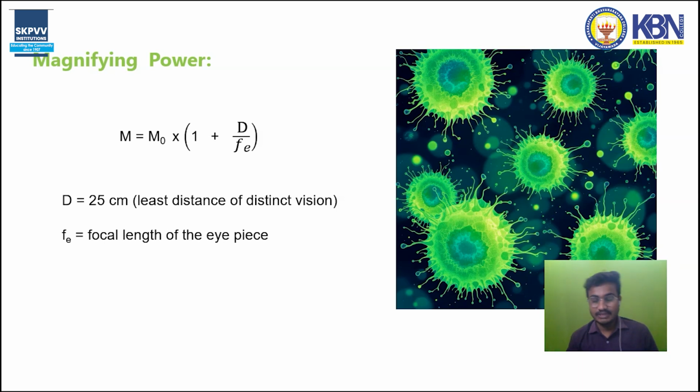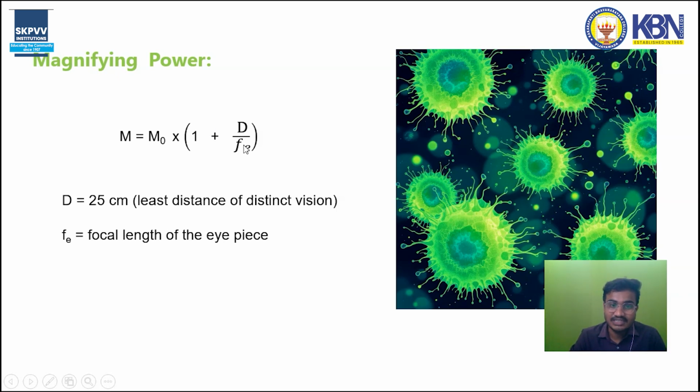Similar to the simple microscope, the compound microscope also has a magnifying power formula: m equals m naught times (1 plus D by f). Here, this part, 1 plus D by f, if you remember, is from the formula of the simple microscope, and this m naught is the magnifying power of the objective lens. This is the magnifying power of the eyepiece lens.